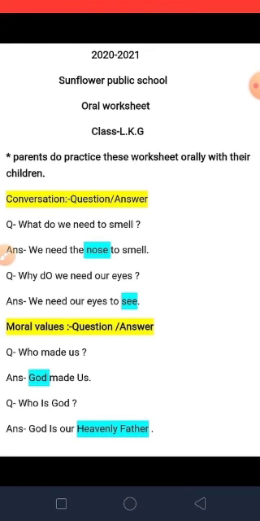Now we are going to learn moral values question answer. Question is, who made us? Answer is, God made us. Who is God? Answer is, God is our Heavenly Father.